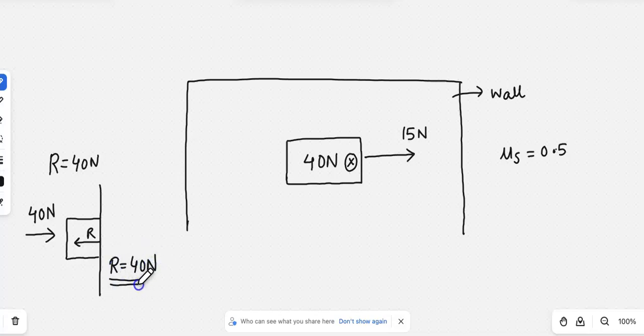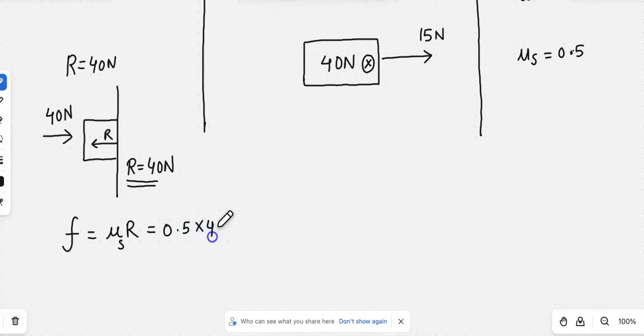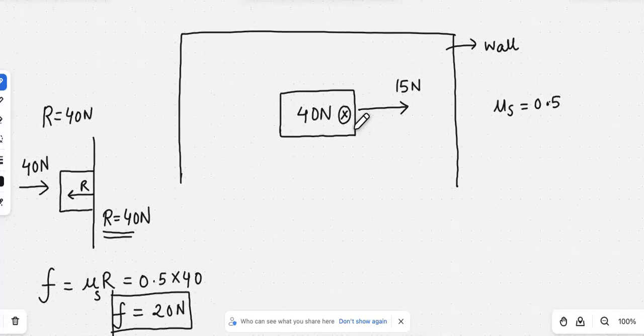So this is the 40 Newton force, and from that I can easily get the limiting friction, which is F is equal to mu times R. What is the coefficient of friction? This is 0.5 into 40. So that will become 20 Newton. So the frictional force is 20 Newton. Now if the applied force exceeds this frictional force, then the block will move. If it doesn't, then the block will not move. So let's find out that. Now, will the block move?